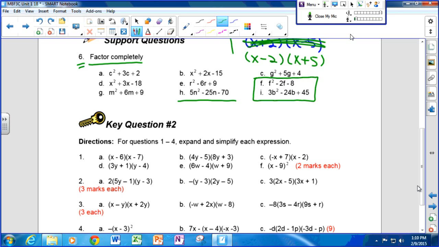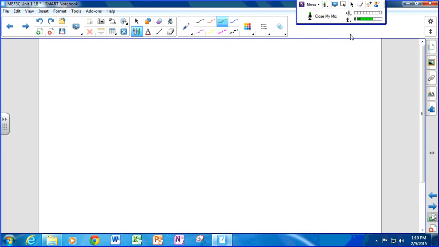Let me find question 6 on page 17. I'm going to do F and I, part 6. Now I'm going to make a new page here. So this is question 6 from page 17, and we're going to do F.